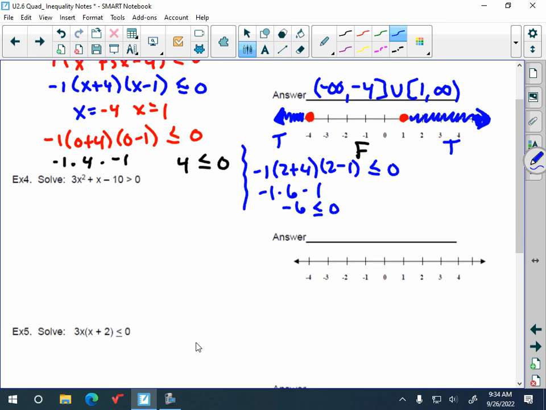All right, so go ahead and do example 4. See if you can factor that. Okay, it's a trinomial. Got to use the x.